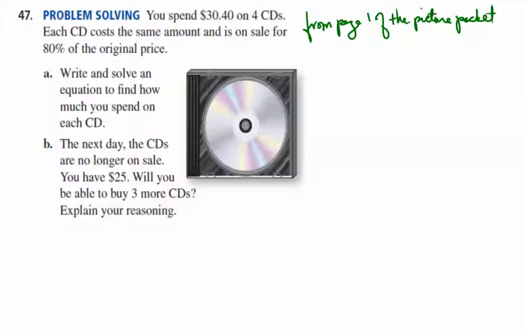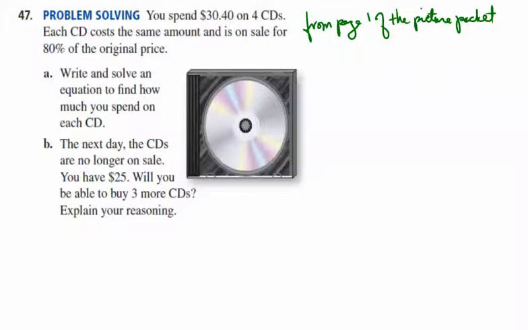We'll go on to one more example. In this problem, you spend $30.40 on 4 CDs. Each CD costs the same amount and is on sale for 80% of the original price. Not 80% off, but 80% of, which means 20% off.